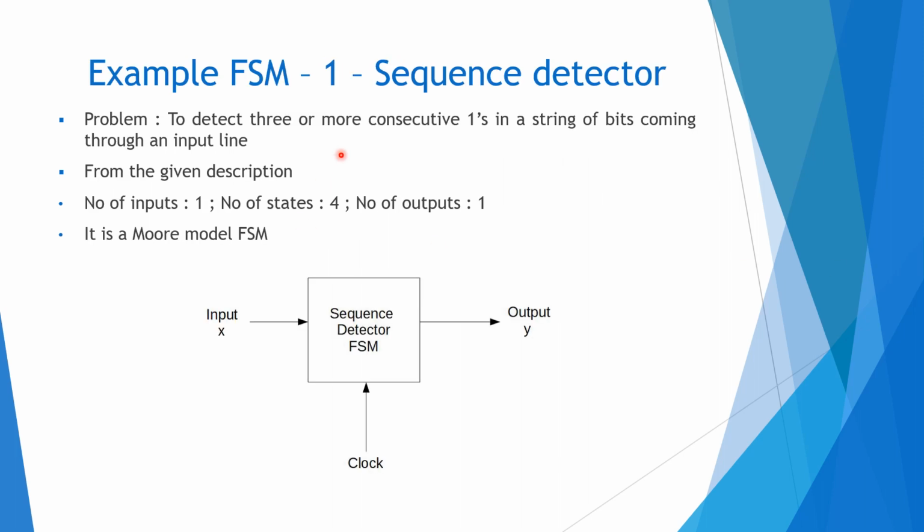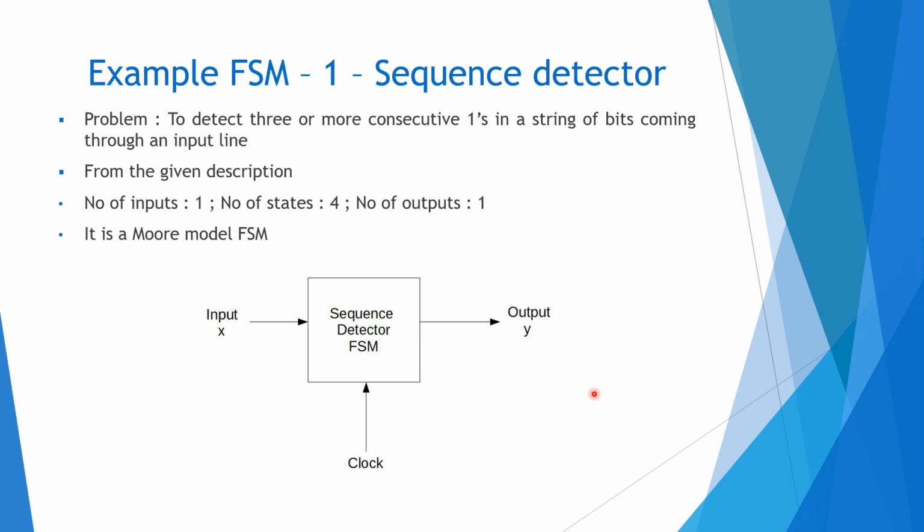So first we will see a sequence detector. The problem is to detect 3 or more consecutive ones in a string of bits coming through an input line. This is the block diagram of the sequence detector. There is one input X and output Y. This is the clock given to the FSM that will enter the flip-flop clock. So to detect 3 or more consecutive ones, there is a serial bit stream coming in. As it comes, we have to count the number of ones, and if there are 3 or more, the output should be 1. That is the problem.